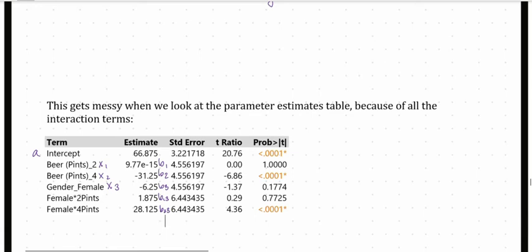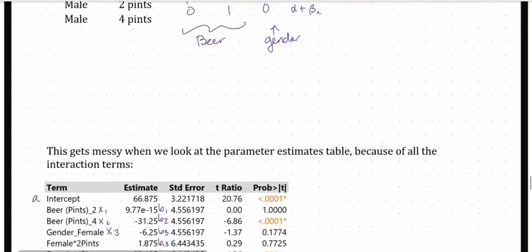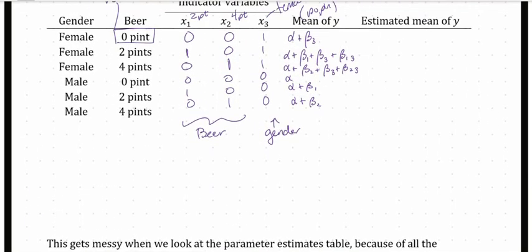So A, my intercept, is my estimate for alpha. Where did I have alpha up here? For males who had 0 pints. So that means my estimated mean of y is going to be A, and that is 66.875. So for males who drank 0 pints of alcohol, they talked to people with a perceived attractiveness of about 66.875 points on this 0 to 100 scale.